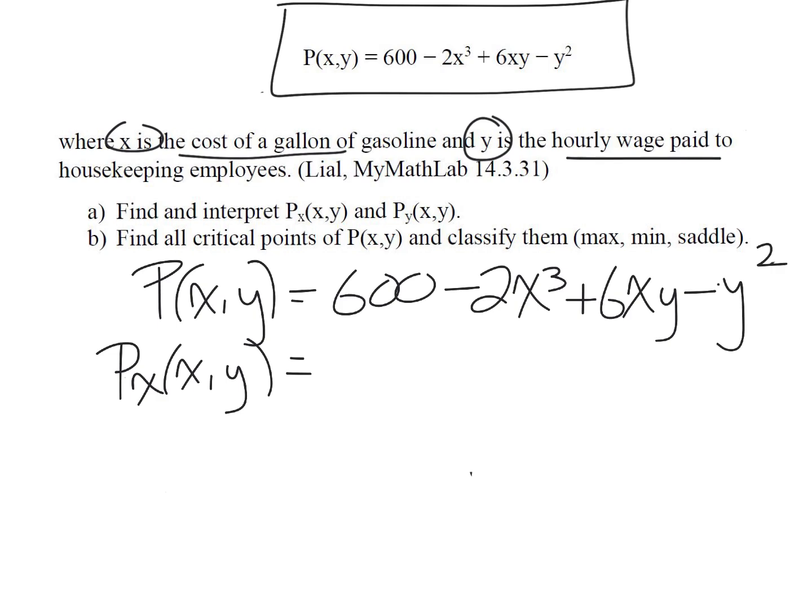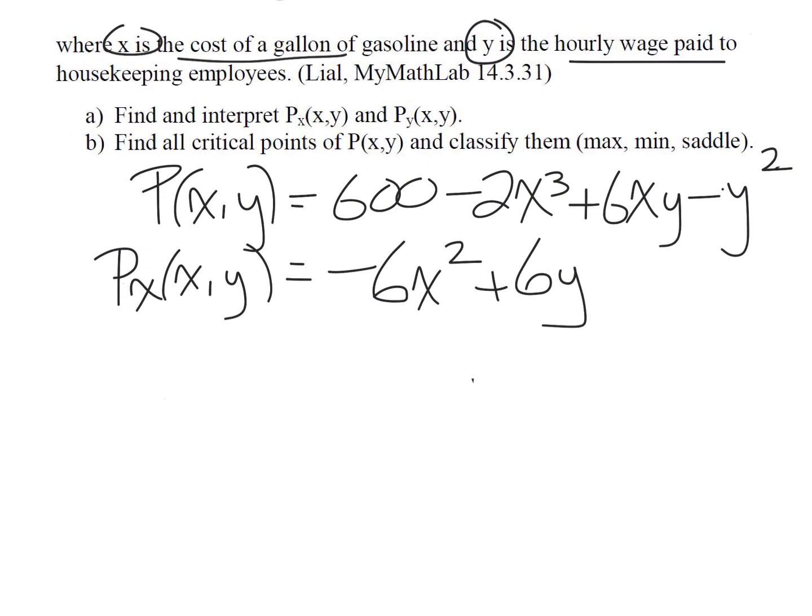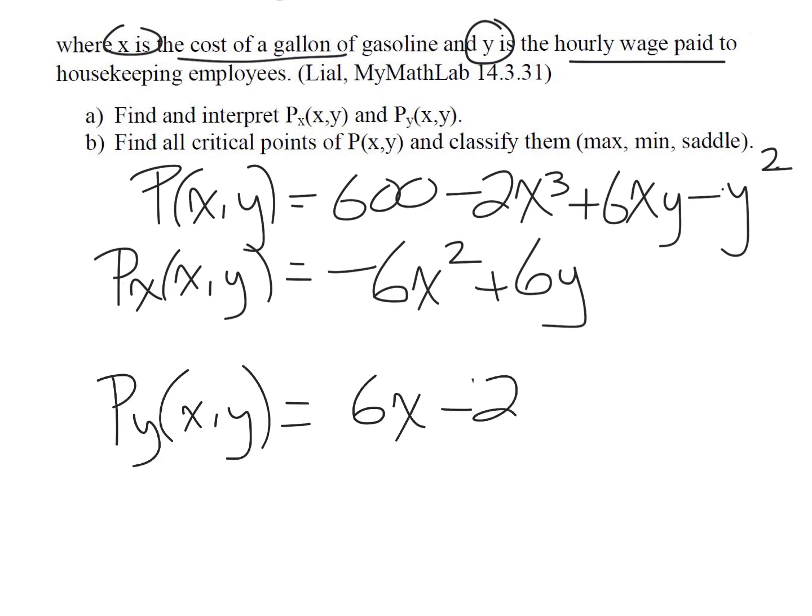And so 600 is a constant, derivative is 0, minus 2x cubed. Derivative there is going to be minus 6x squared, plus 6xy. The derivative is plus 6y, and minus y squared. There's no x in that term, so that is a constant, derivative is 0. And we do the same for the first partial derivative with respect to y. Same thing, we have 6x minus 2y.